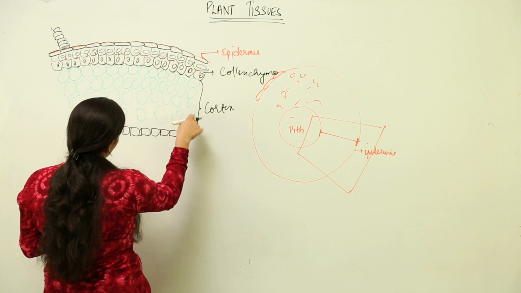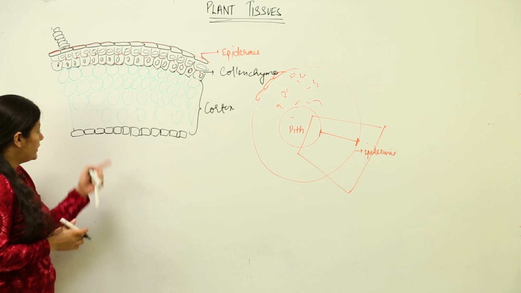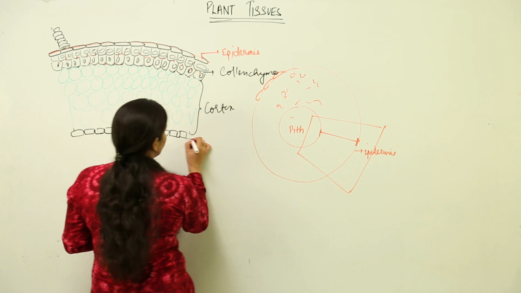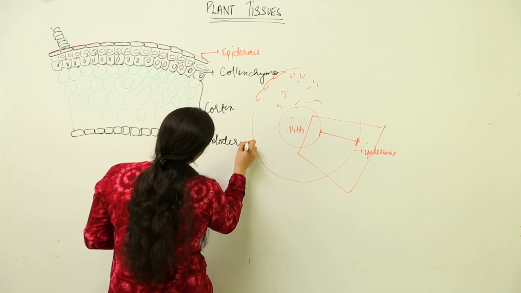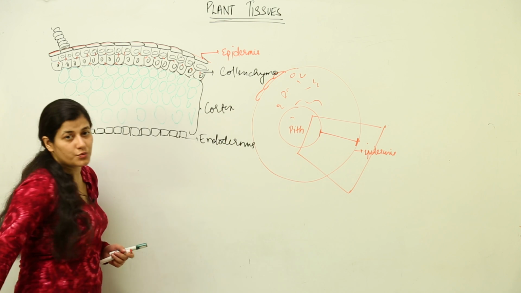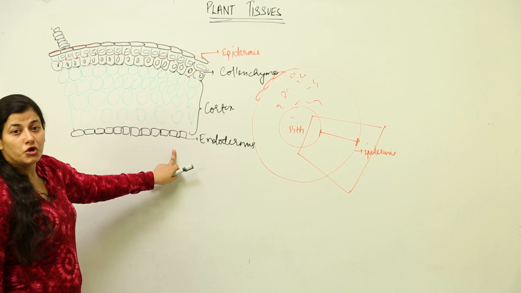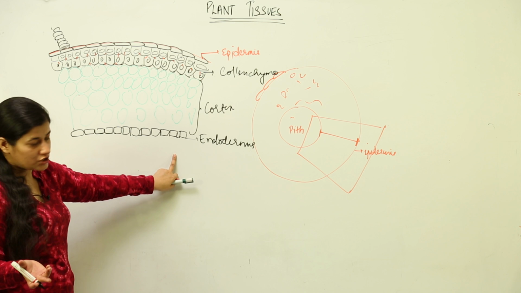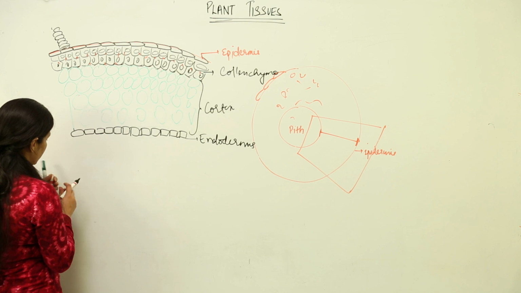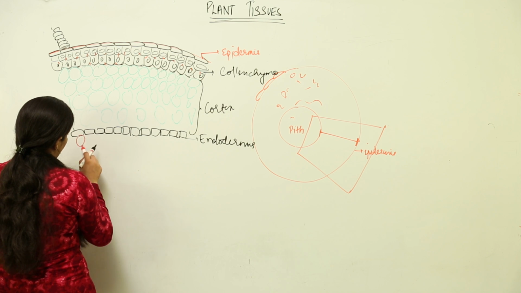They would take up the strain because they are living. Then we have the endodermis. Now inside the endodermis, this was all simple permanent tissue that you were seeing. Inside the endodermis, you would find the meristem as well as the complex permanent tissue. Now beneath endodermis, there are pericycle cells.